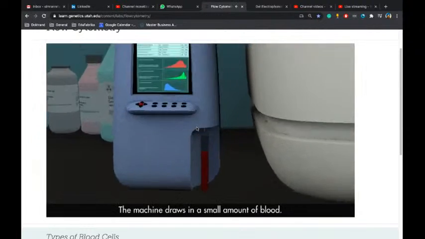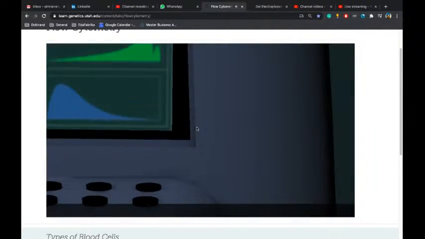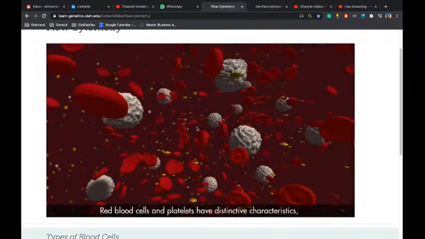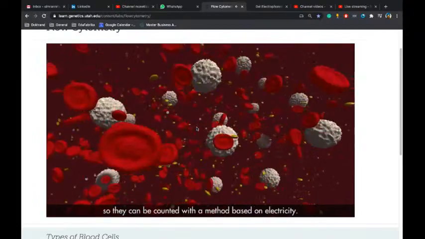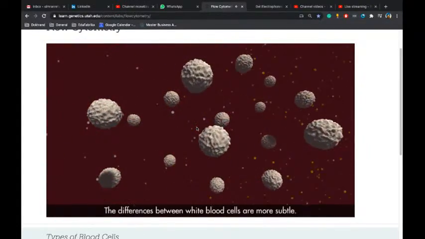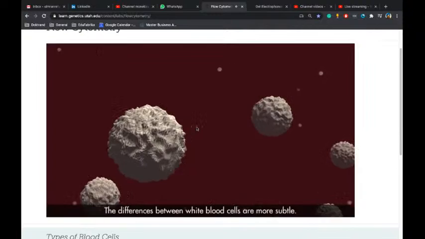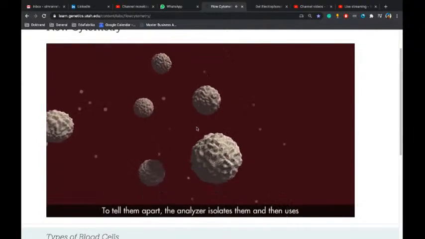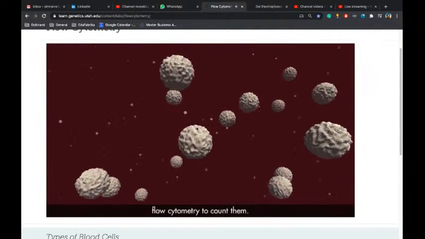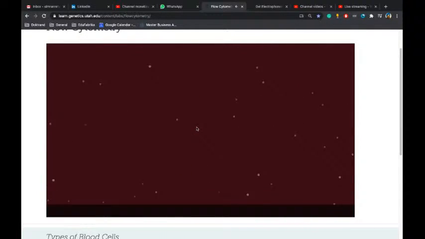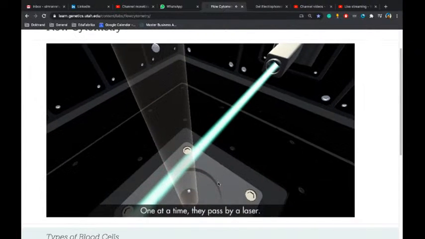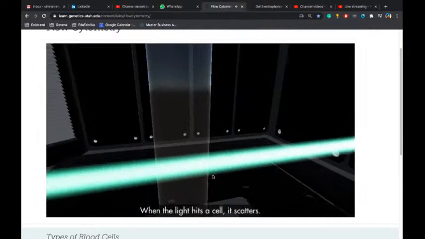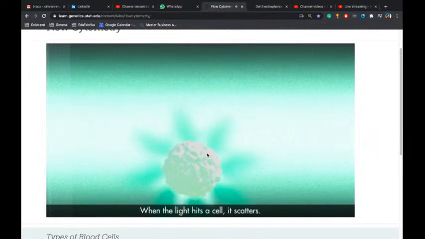The machine draws in a small amount of blood. Red blood cells and platelets have distinctive characteristics, so they can be counted with a method based on electricity. The differences between white blood cells are more subtle. To tell them apart, the analyzer isolates them and then uses flow cytometry to count them. The cells pass through a narrow tube in single file. One at a time, they pass by a laser. When the light hits the cell, it scatters.